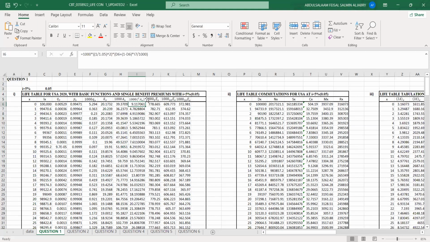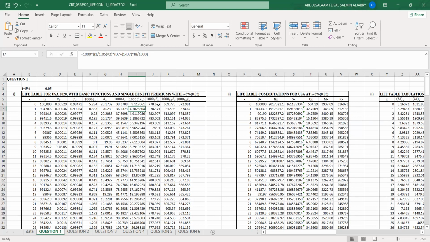And here 1000 A²x, which is the second moment. The only difference is that I just added a square here, but everything else is the same as 1000 Ax. The only difference is the square. So press enter and get all the values.